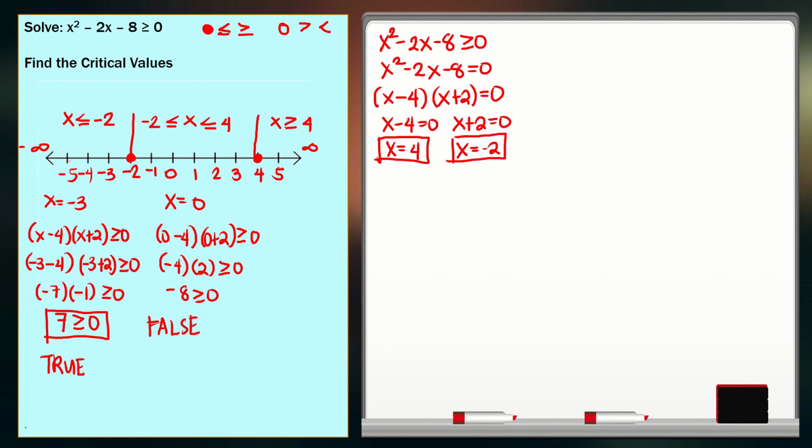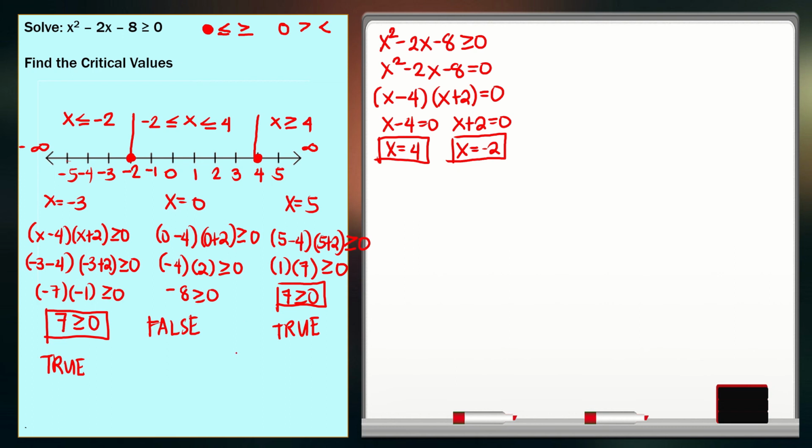Next, we're going to use a number greater than or equal to 4. Let's say we're going to use 5 as our test point. So we have 5 minus 4 multiplied by 5 plus 2 is greater than or equal to 0. We have 5 minus 4 is 1, 5 plus 2 is 7. 1 times 7 is 7, which is greater than or equal to 0, which is also true. Okay?